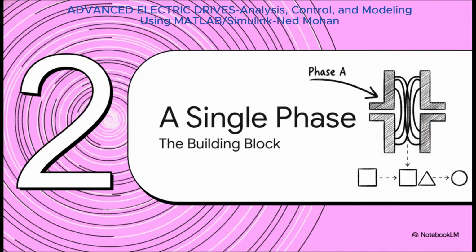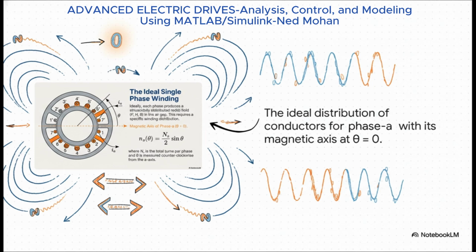So, how does this actually work? Let's break it down, starting with Section 2, a single phase. To really get the entire machine, we have to start with its fundamental building block. So for now, let's just forget everything else and focus exclusively on the Phase A winding. So take a look at this cross-section of that Phase A winding. We've defined its magnetic axis as our 0-degree reference, our starting point.